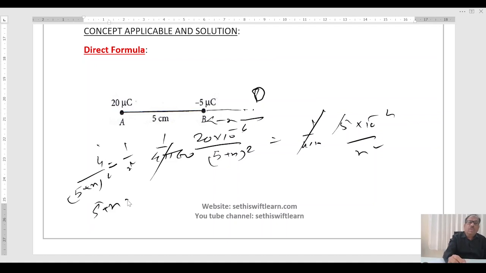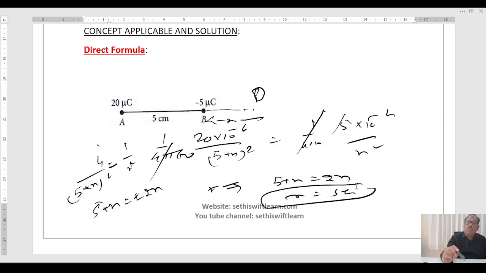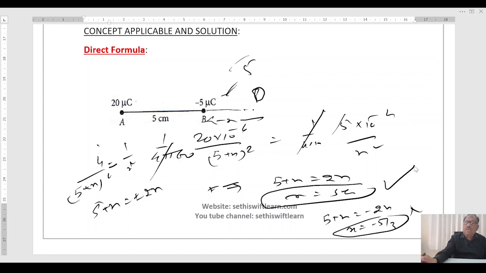5 plus x equals plus or minus 2x. Considering the positive sign, 5 plus x equals 2x, so x comes out to be 5 centimeter. We know the answer will be outside, and x is positive, correct. So the answer will be 5 centimeter from this one. If we take the negative sign, 5 plus x equals minus 2x, x equals minus 5 by 3, so this is not the correct answer; the other is the correct answer.